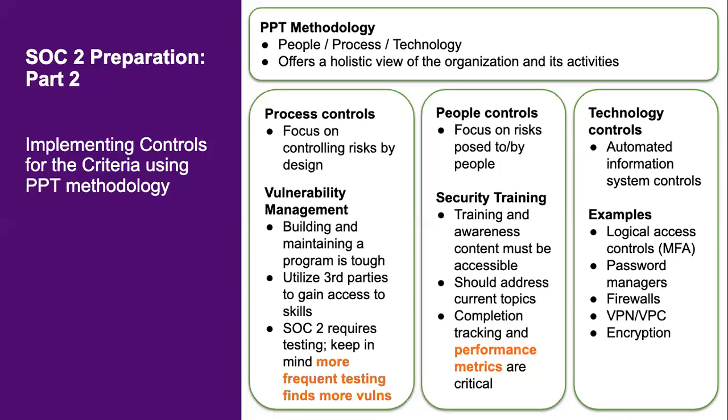Examples here include things like your logical access controls, when you start talking about implementing multi-factor authentication, when you start talking about securely managing user credentials, things like password managers. This is also where all of your network controls will be put in place, things like firewalls, security groups and access control lists, virtual private networks, or virtual private clouds, as well as the encryption of data, particularly important if you are going for that confidentiality TSC.